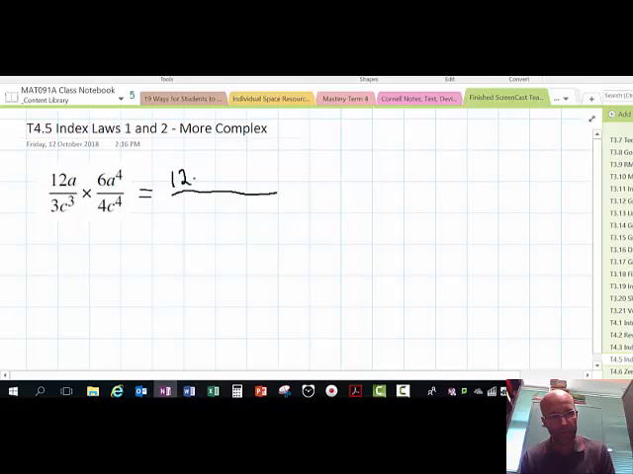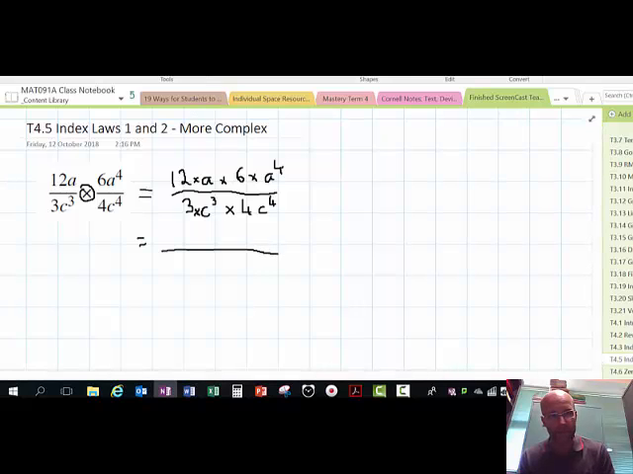So we've got 12 times a and times 6 times a to the power 4 expanded on the top. Likewise on the bottom we've got 3c cubed times 4c to the 4, and I could put a times sign there, couldn't I? Okay, let's work on the numerator on the top.